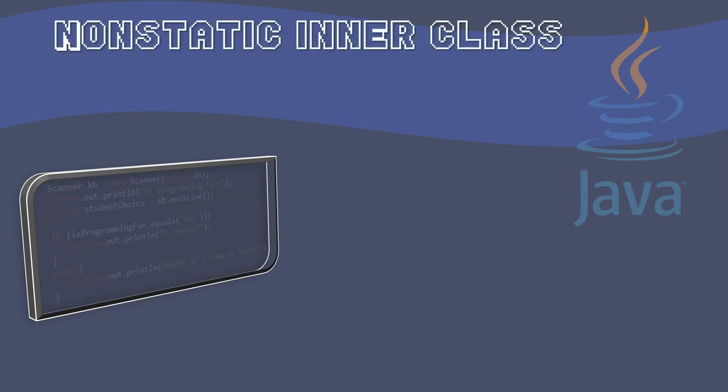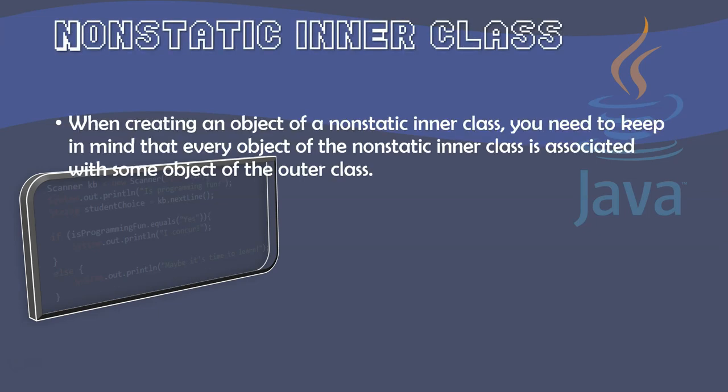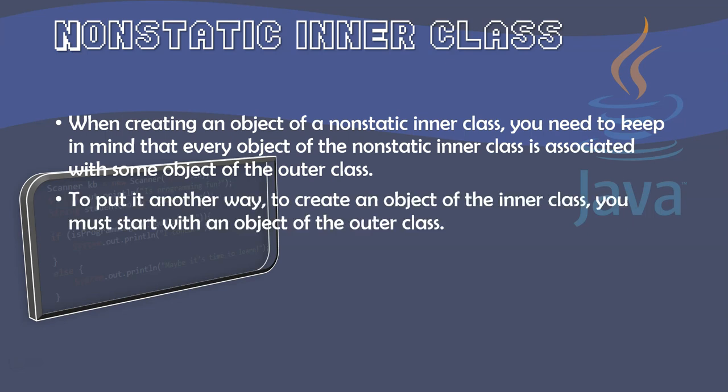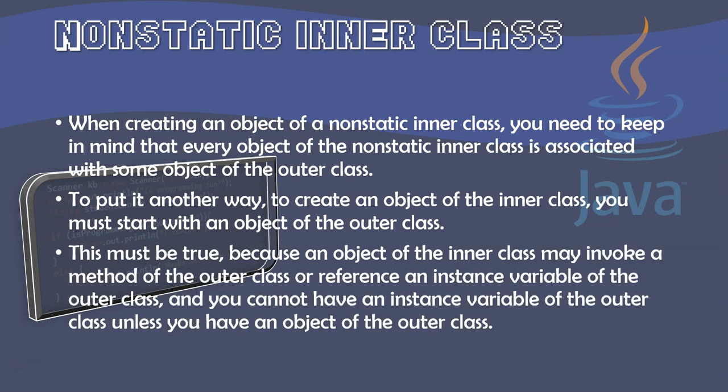With non-static inner classes, when you're creating an object of a non-static inner class, you need to keep in mind that every object of the non-static inner class is associated with some object of the outer class. To put it another way, to create an object of the inner class, you must start with an object of the outer class. This has to be true because an object of the inner class may invoke a method of the outer class or reference an instance variable of the outer class, and you cannot have an instance variable of the outer class unless you have an object of that outer class.